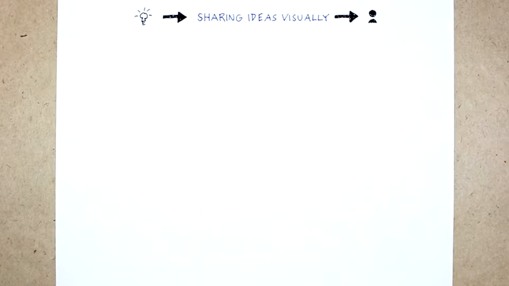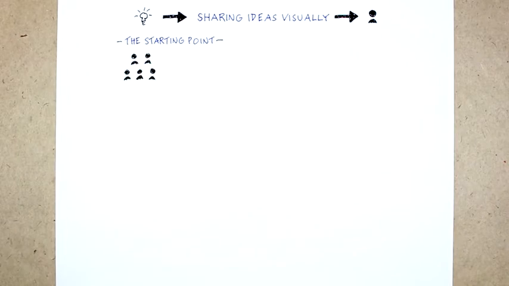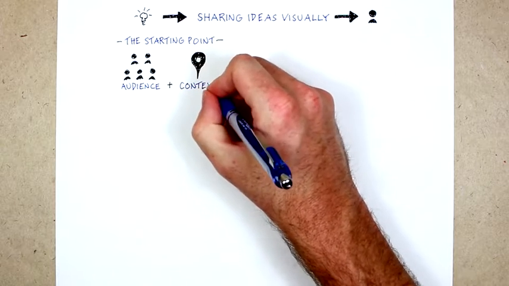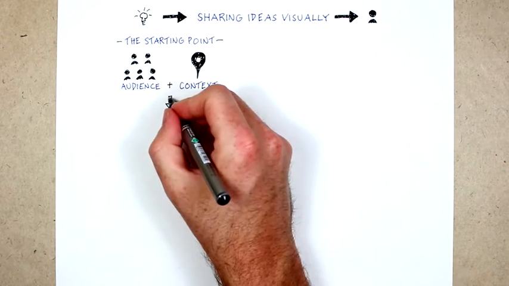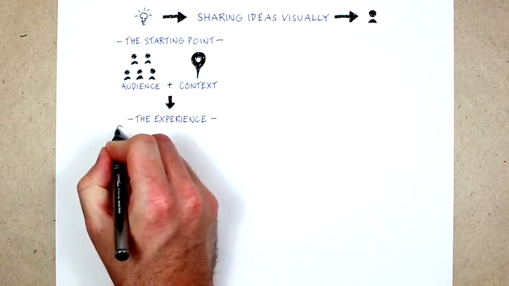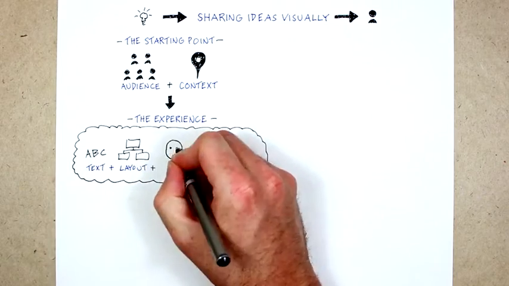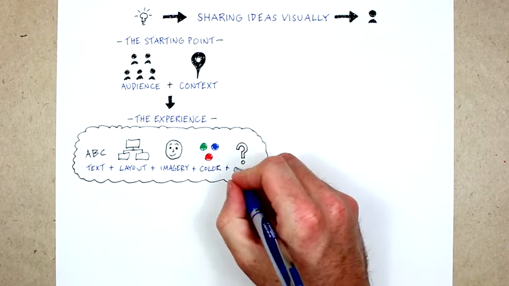Before you can share your ideas, you need to have someone's attention. So I like to think of the starting point as the attention of a particular audience who is experiencing your ideas within a particular context or setting. Those are 2 of the important factors that we highlighted in the last lesson. What you provide to that audience and within that context is an experience of some kind, an experience that you create by combining text, layout, imagery, and color, and potentially other elements as well, depending on the situation.